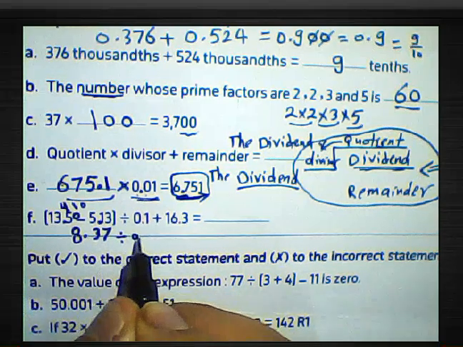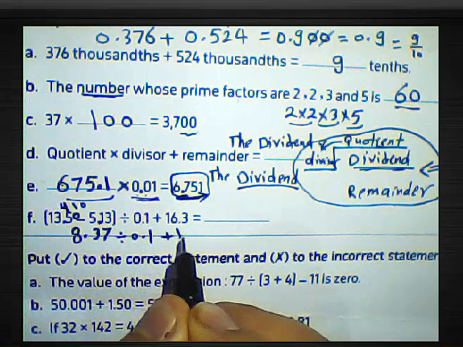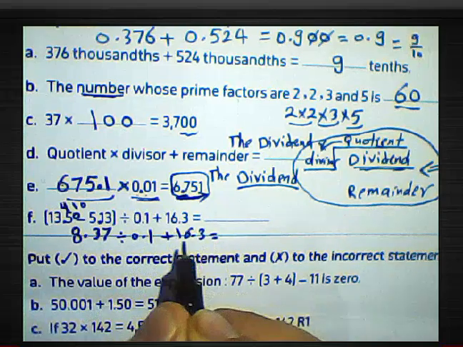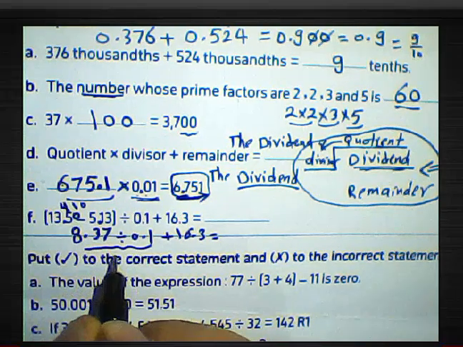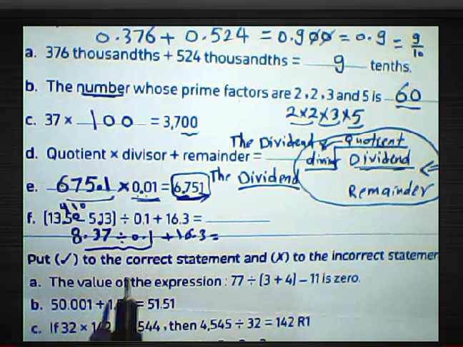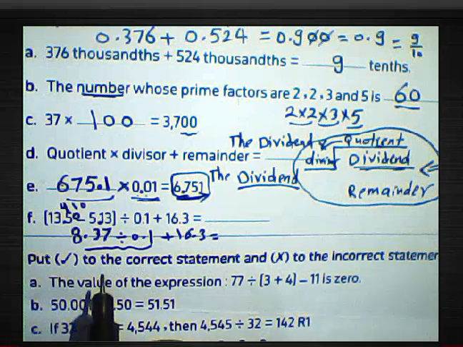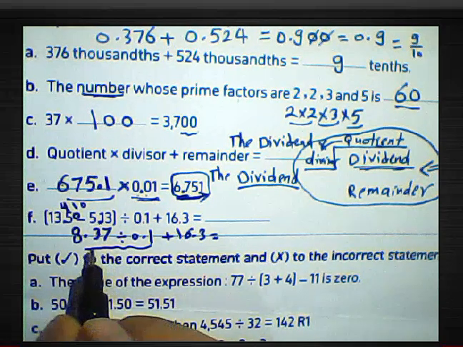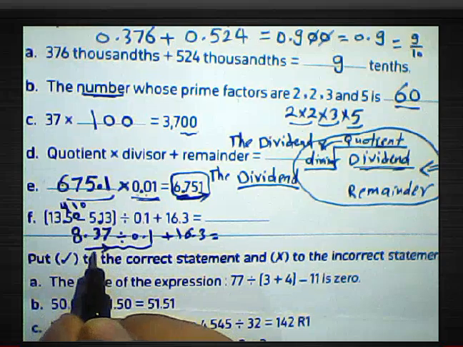And then we can complete here the example by finding the result of 8.37 divided by 0.1. We must move the point from left-hand side to right-hand side by 1 digit here.